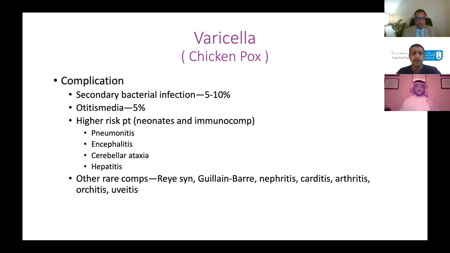It's very highly contagious. If someone in the class at school is affected, after 2 to 3 weeks you will see half of the class affected. So if you see those patients, we usually keep them away from school until all the lesions are crusted, so they are no longer contagious. Other rare complications like Reye syndrome, Guillain-Barré, nephritis, orchitis, and uveitis can all be complications of varicella.